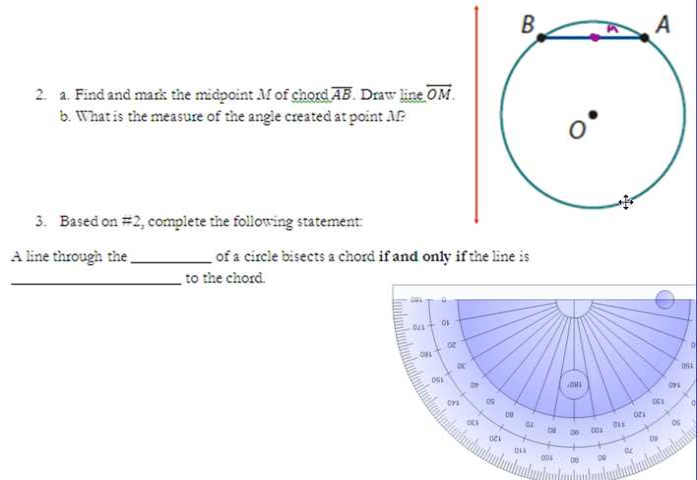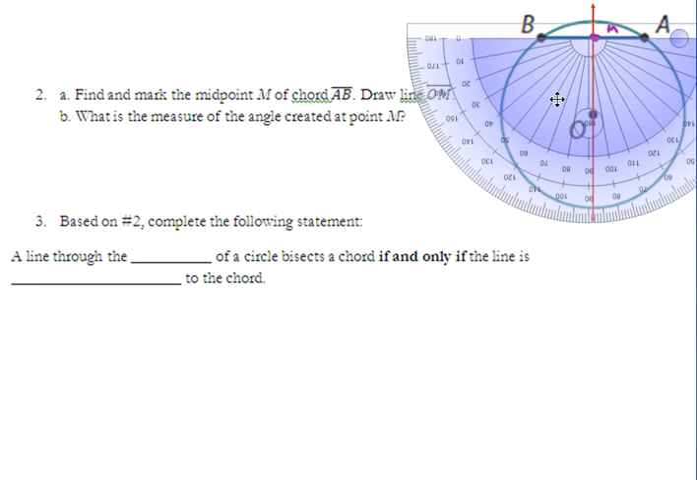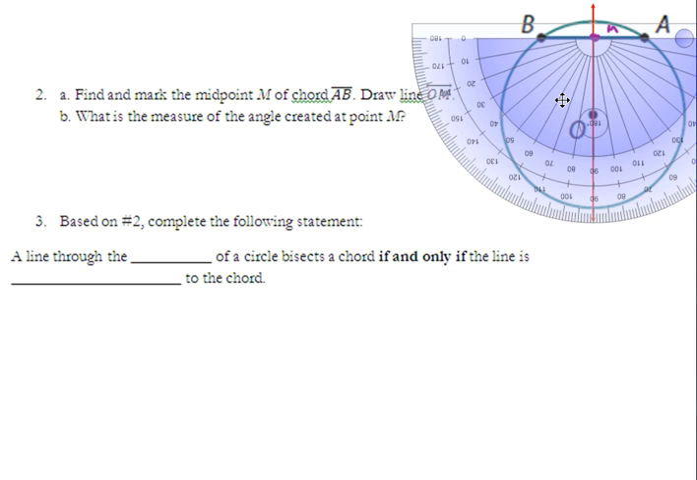And then it says draw a line OM. So a line that goes through the center O and through the midpoint M. So there's that line. And it asks for the measure of the angle created at point M. So I'm going to take my protractor here and I'm going to center it right there at M and line it up along AB. It's a 90-degree angle.